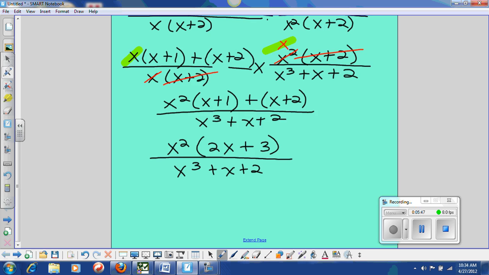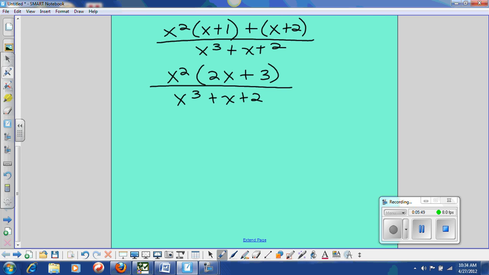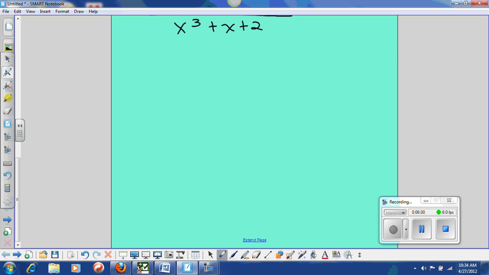So let's look at our numerator. We can write that a whole lot better, can't we? Or we could just leave it like that. And there's your final answer at this point in the game. Let's look at one more. You were having trouble with the letters instead of numbers.